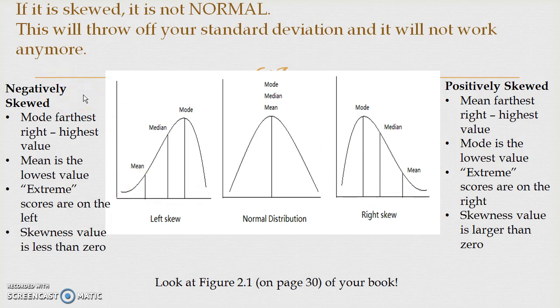On page 30 of your book, it shows you a positively skewed and a negatively skewed graph. What you need to remember is where the extreme scores are and which value assumes the highest position. Mode assumes the highest position in a negatively skewed one, and mean has the lowest position, while it is the opposite case when we are talking about positive skew.